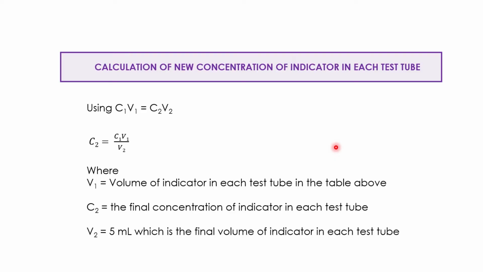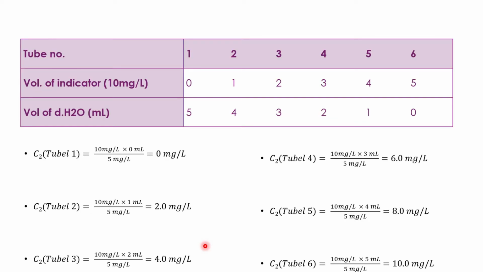So now let us see the calculations of the new concentrations of the indicator in each test tube. Basically, we are going to use this equation C1V1 equals C2V2, and we make C2 the subject. So making C2 the subject gives us C1V1 divided by V2. Where V1 happens to be the volume of the indicator in each test tube in the table, C2 happens to be the final concentration of indicator in each test tube, and V2 happens to be the final volume in each test tube, which is 5 ml. So now let's start with the calculation.